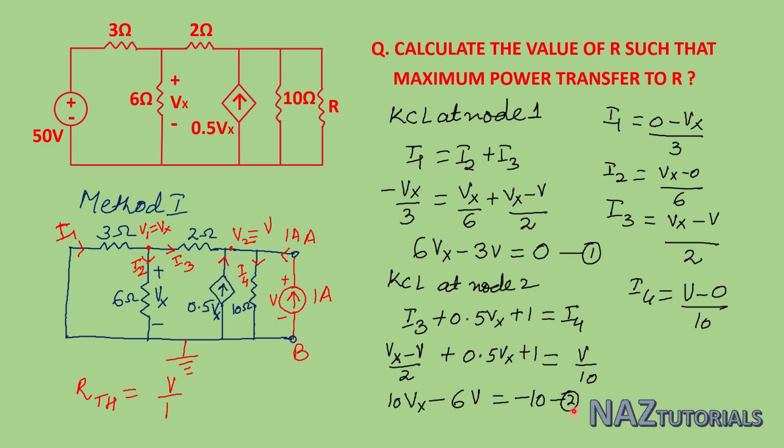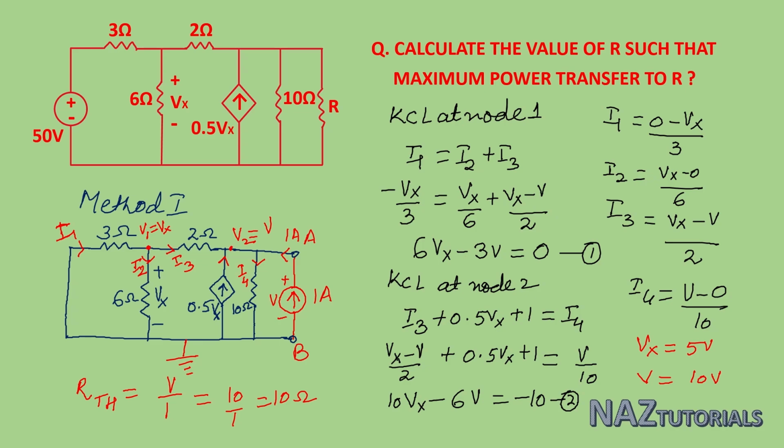Solve equation 1 and equation 2 and get the values of V and Vx. After solving equations 1 and 2, we get Vx equals 5 volts and V equals 10 volts. Now calculate the value of RTH. RTH is V by 1. So here we get our RTH as 10 by 1, that is 10 ohm.